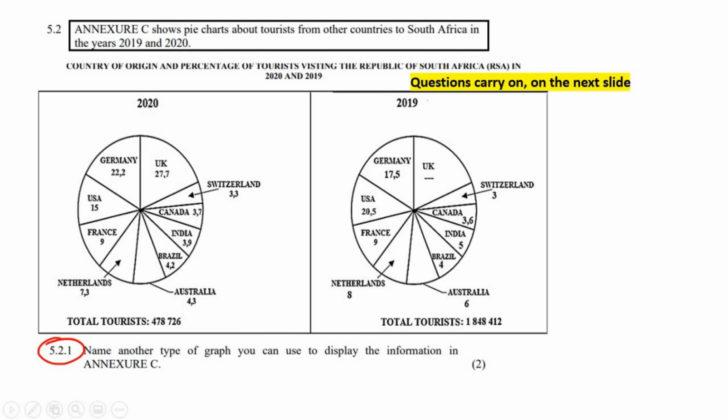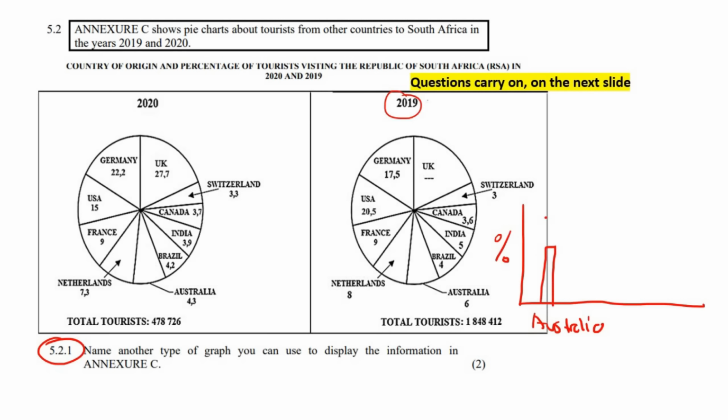So another way you could show this is with a bar graph. I'll show you how it would look. You could start with Australia, for example. These numbers here on the left would be your percentages. You could show Australia in 2019, and then immediately next to that, you could show Australia in 2020. Then you could leave a little gap, and then you could do India. And then you would do 2019 for India, and then 2020 for India. So that is called a compound bar graph.